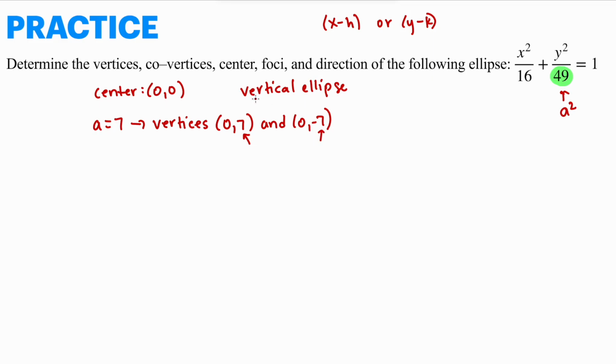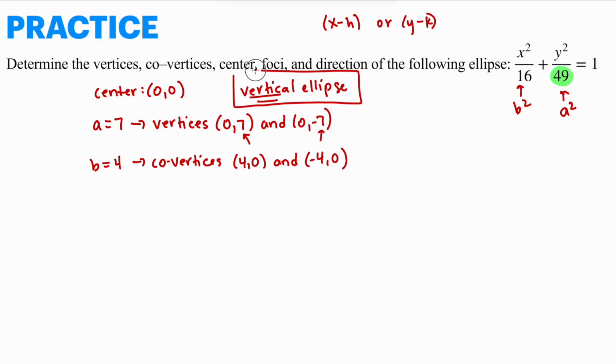Again, since this is a vertical ellipse, the a is going to represent the y value. Therefore, I know that 16 must represent b squared, which means b must be 4. So the co-vertices must be along the x-axis, so it'd be 4, 0, and negative 4, 0. So we know the direction, it's a vertical ellipse. We also know our vertices, our co-vertices, and our center.